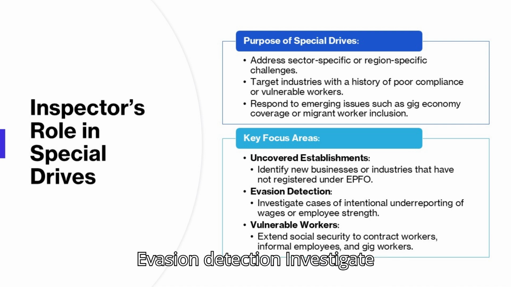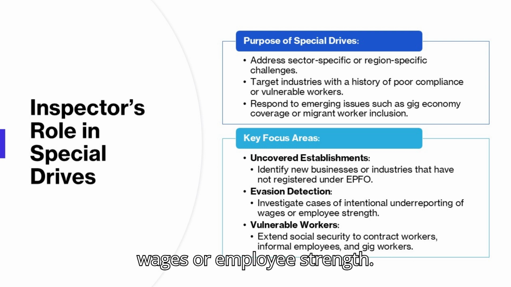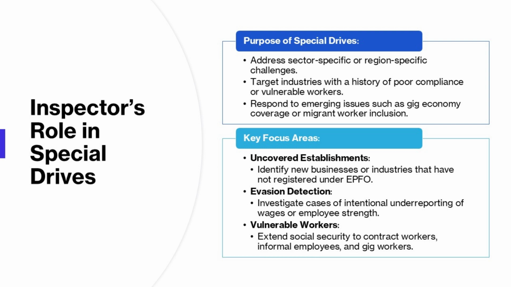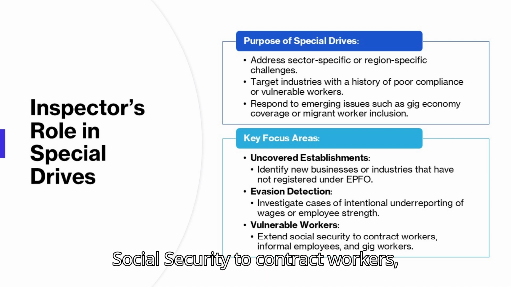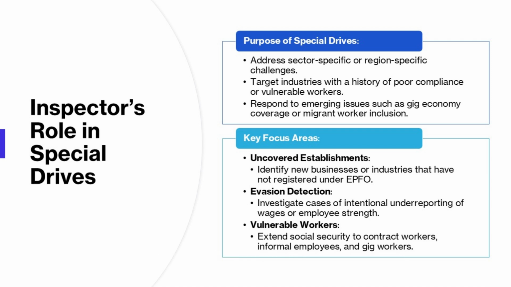Evasion detection. Investigate cases of intentional underreporting of wages or employee strength. Vulnerable workers. Extend social security to contract workers, informal employees, and gig workers.